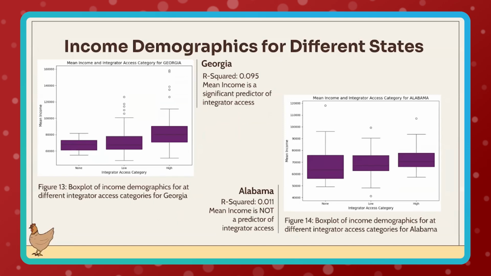In Georgia, income explains 9.5% of the variance in access, with a significant positive coefficient indicating higher income areas have better access. In Alabama, income explains only 1.1% of the variance, and the coefficient is not statistically significant, showing no meaningful relationship. These results again highlight regional and state differences, with income playing a larger role in Georgia, potentially due to differences in industry structure, policies, or processing plant distribution.